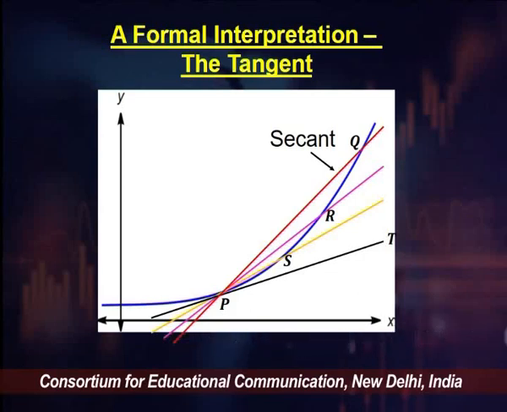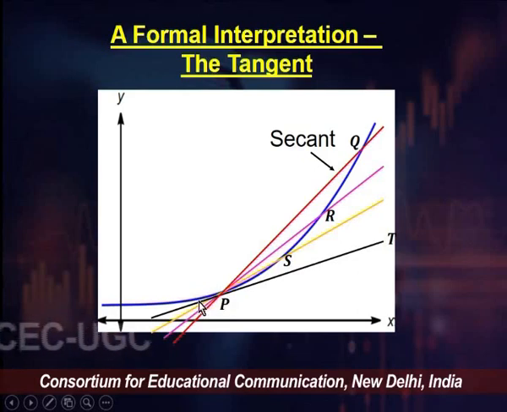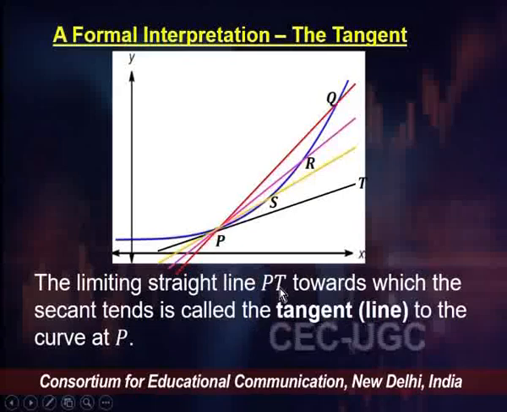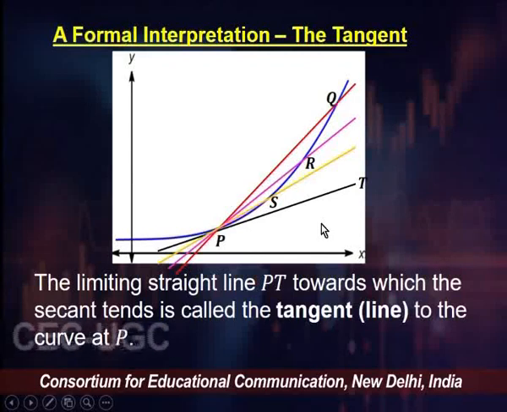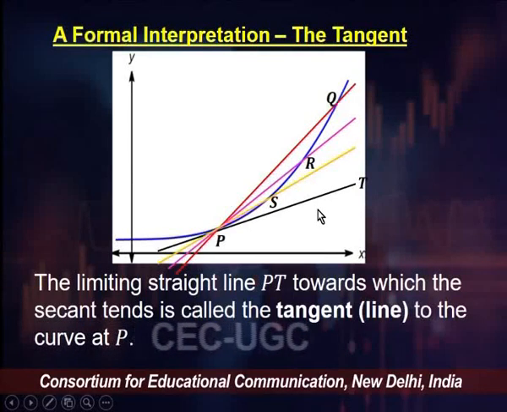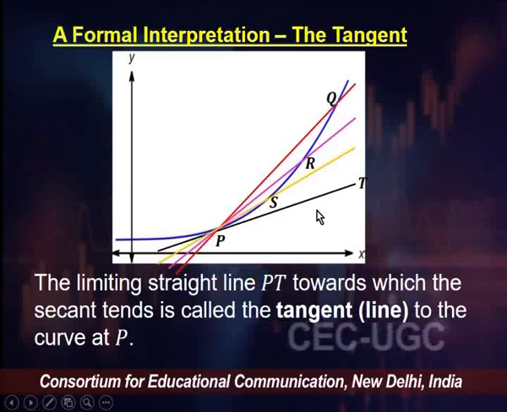As we move closer and closer to P, you can see that the secant lines, which are shown in colors here, rotate around P, and in the limit the secant line will tend towards the tangent to the graph at P. So what is the tangent line? The tangent line is nothing but the limiting straight line PT towards which the successive secants tend. This then conceptualizes the concept of the tangent.